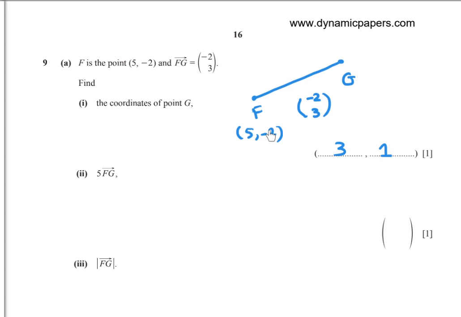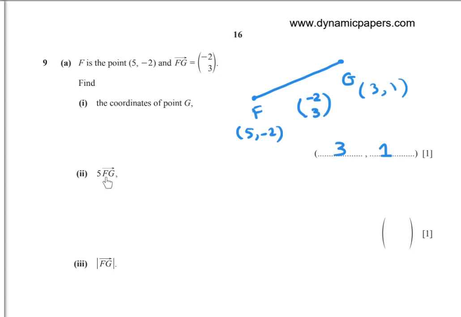So if you have the point and the vector, and you need to find the image, add. If you have the image and the vector, and you need to find the original point, subtract. So for example, if we have G (3, 1), and we need to find F: 3 minus negative 2 equals 5, 1 minus 3 equals negative 2.